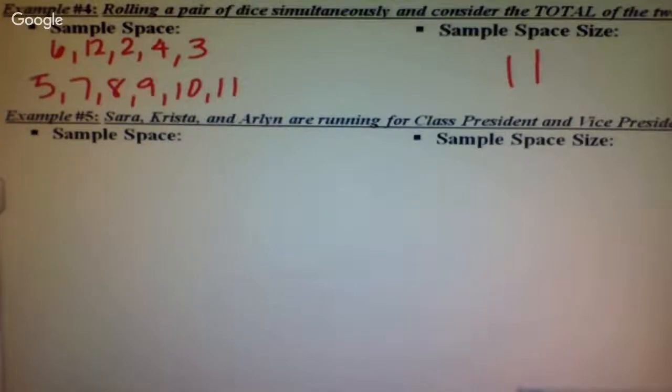I don't understand. They're all running for both president and vice president? I have 3 people running. I need to pick a president and a vice president. What are my options? Sarah and Krista. What else can I do?